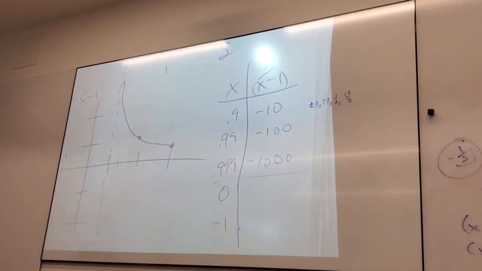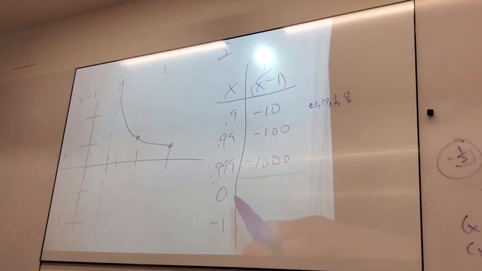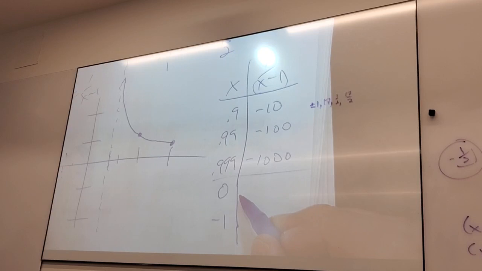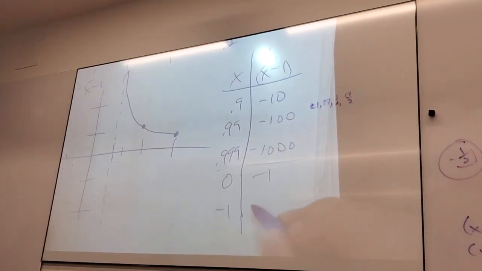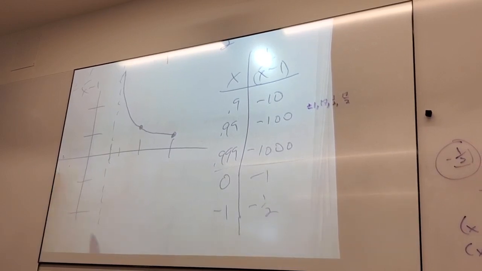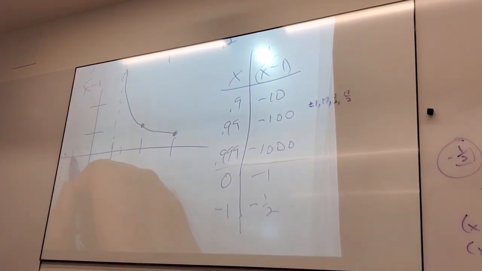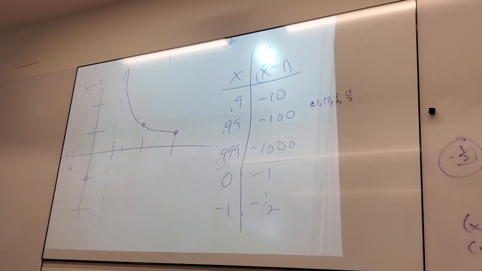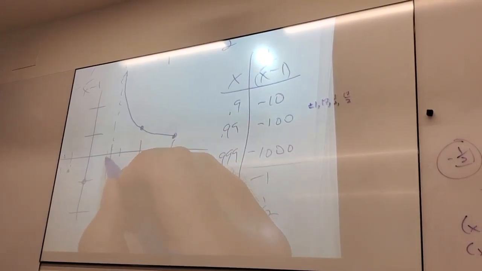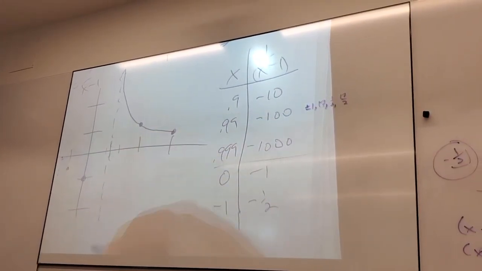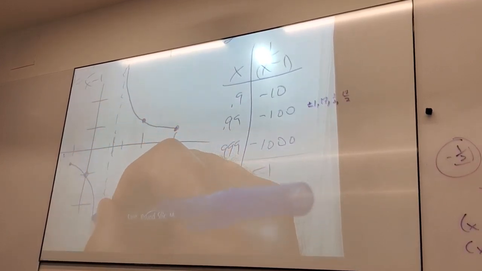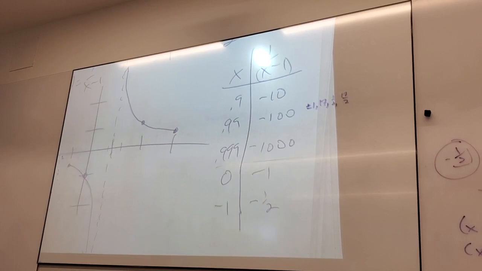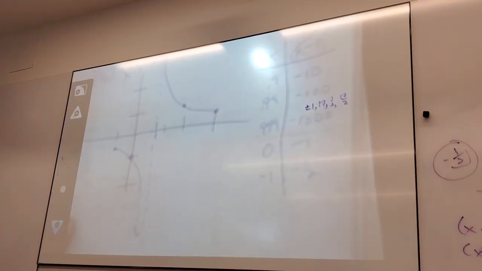Now remember, what's f of 0? What do you get when you plug in a 0? -1. What do you get when you plug a -1 in? -1/2. I love it. So at 0, it's -1, and at -1 it's -1/2. At 0.9, it's -10, so it's doing this kind of thing. Let me zoom out a little bit. Poor little dude.